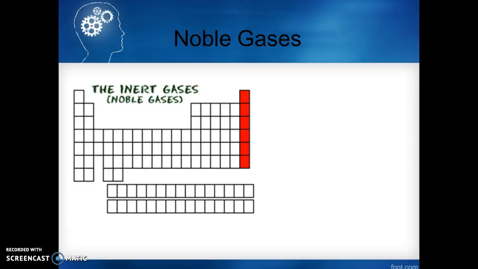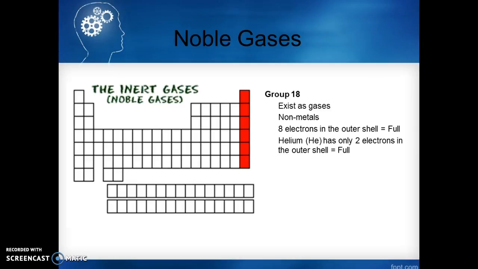Noble gases, group 18. Now, ironically, these guys aren't reactive. They exist as gases. They're all nonmetals. And they're non-reactive due to this property right here. They all have, if you take a look, 8 electrons in their outer shell. They have a full octet. That means they're stable. They're not bonding with anything. And we'll take a greater look at that in the next lesson.